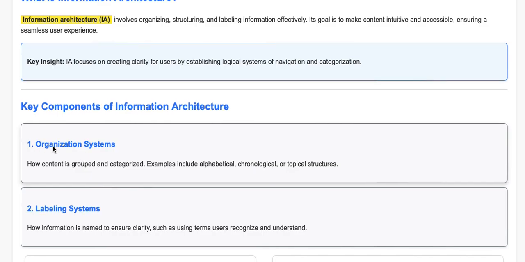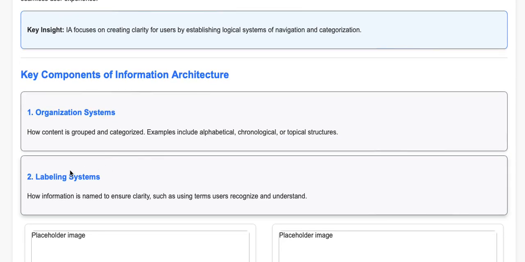You want to come up with some system of organization. That's where our sketching comes in. Even with pen and paper, just think about how you are going to group similar information and how you are going to separate information that is different from each other so that people understand where one thing ends and another begins. Some of that will involve some labeling systems.